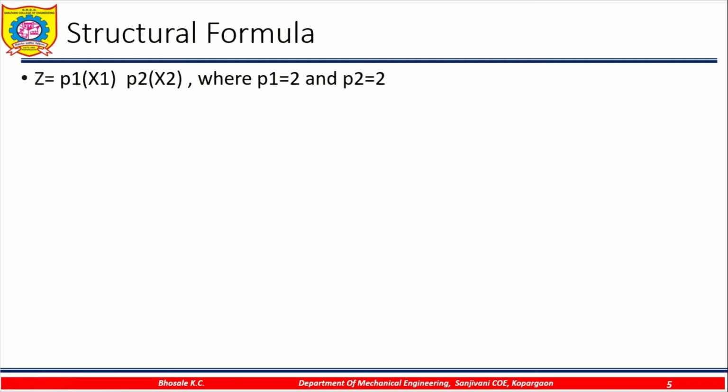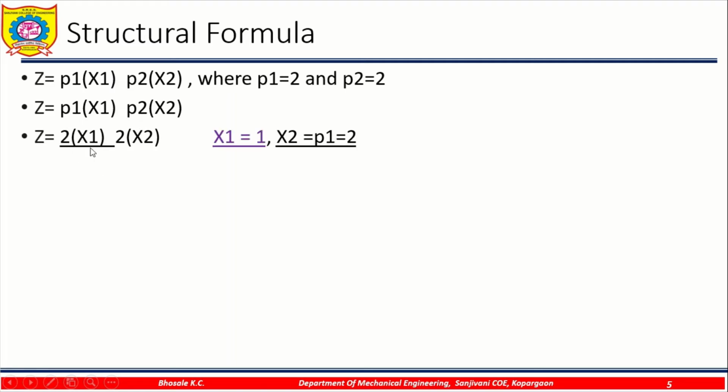Now we'll see how to put in the values of X1, X2, P1, P2. For 4 speed steps, P1 will be 2 and P2 will be 2. Normally X1 is 1, so we put X1 as 1, and X2 will be the value of P corresponding to X1. So we write P1 is 2, P2 is 2, and in the place of X1 we write 1.